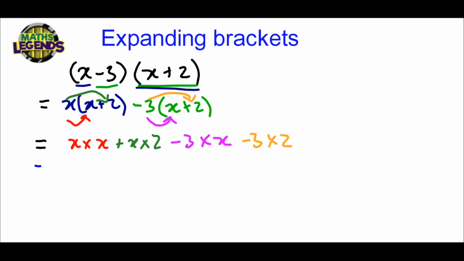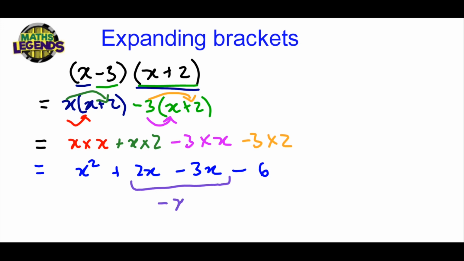We then simplify. So x times x is x squared, plus x times 2, which is 2x, minus 3 times x is minus 3x, and minus 3 times 2 is minus 6. As previous examples, you can add these two together, so 2 minus 3 is minus 1, so this is just minus x, and the minus 6 and the x squared stay as it is. So the answer here is x squared minus x minus 6. Let's look at another example.